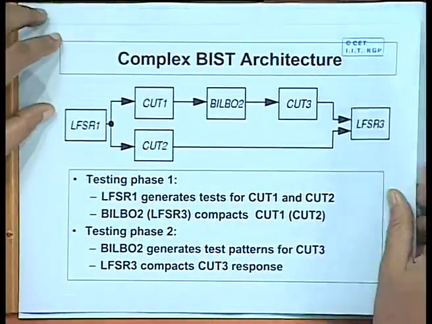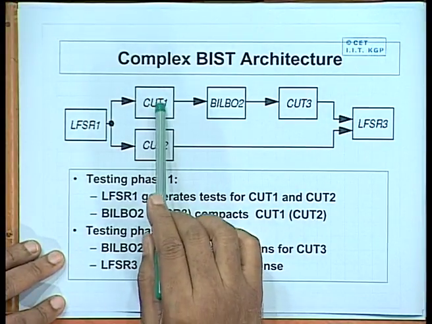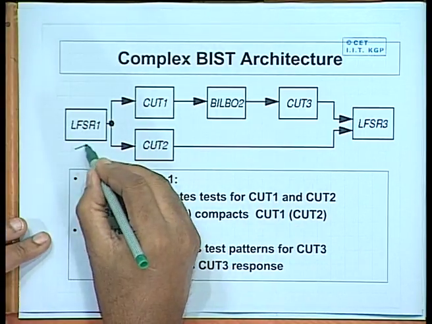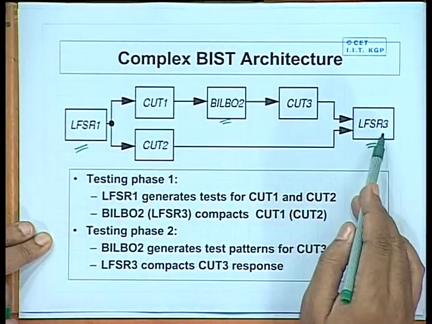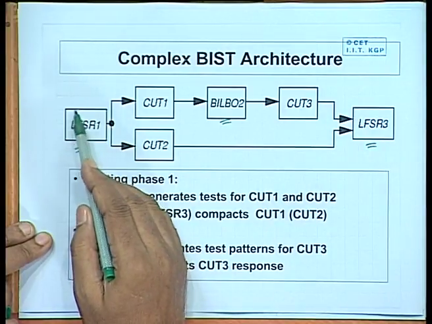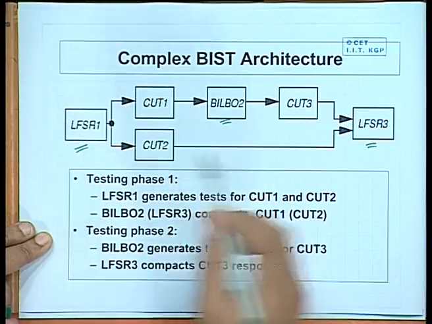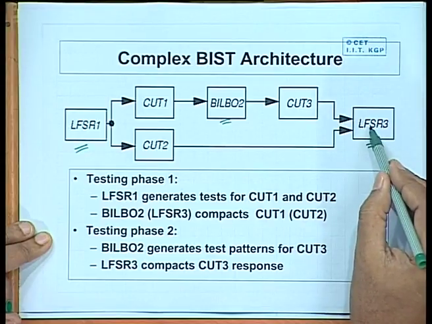Okay. Well, now let us take another example which is slightly more complex. Let us take an example like this. These are combinational blocks cut 1, cut 2 and cut 3. Well, these are some registers, say one here and one here. Now, if you look at the nature of the circuit, this one will be used only for generating patterns, never for compaction. Similarly, this one will be used only for compaction, never for generating patterns, because this is the sink.